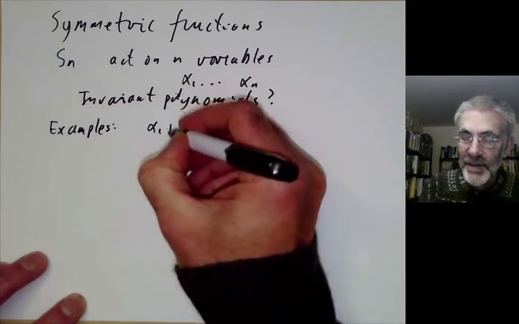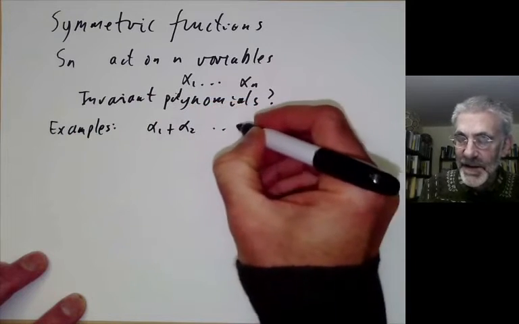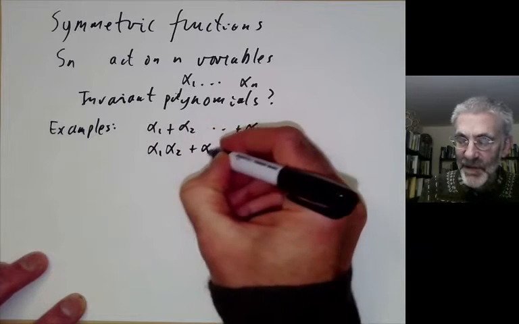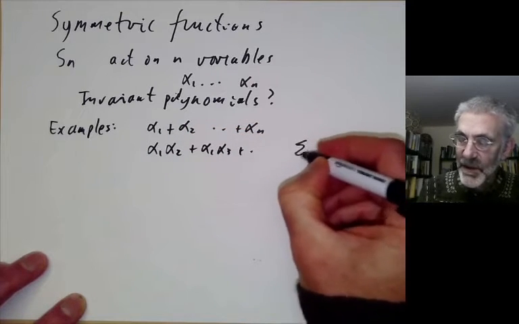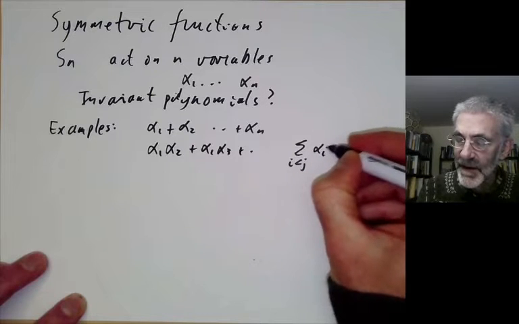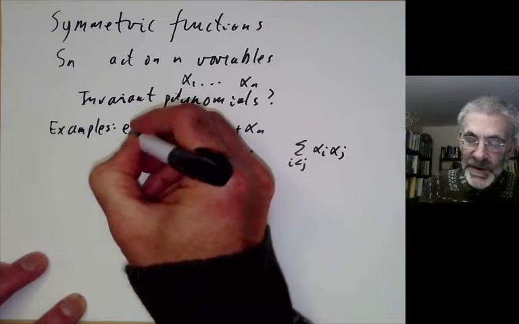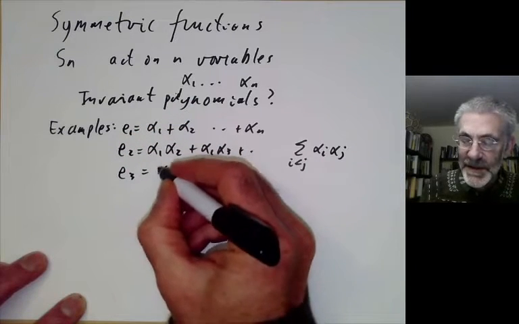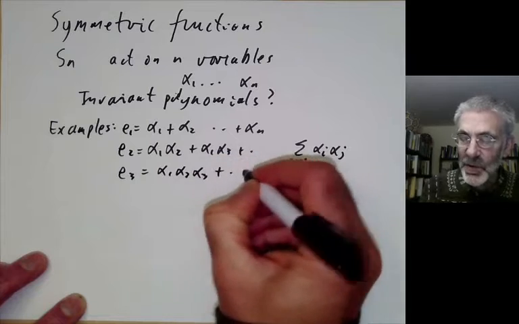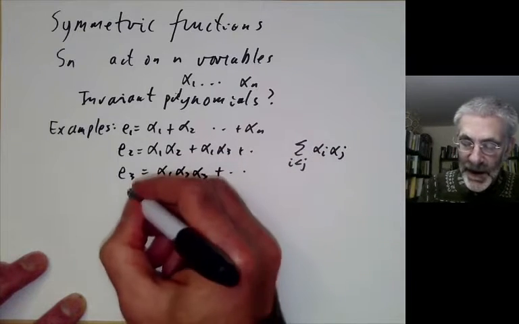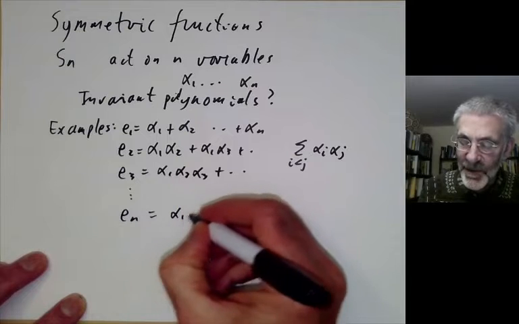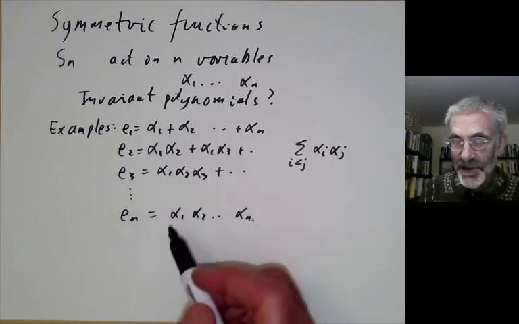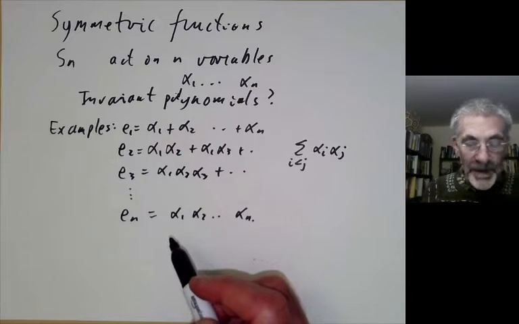We could just take the sum of all the alpha i's, or we could take the sum of all pairs, so alpha 1 alpha 2 plus alpha 1 alpha 3 and so on, which is the sum over i less than j of alpha i alpha j. I'm going to call this one E1 and this one E2. And you can go on like this. You can take E3 as alpha 1 alpha 2 alpha 3 plus all permutations of that. And you go all the way up to En, which is just alpha 1 alpha 2 up to alpha n. So these are called the elementary symmetric functions. But there are lots of other symmetric functions.